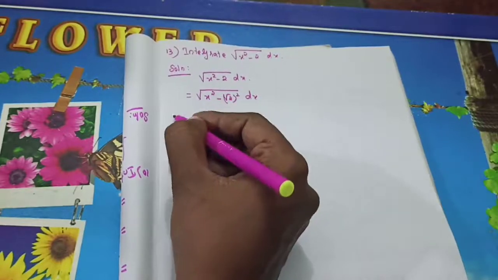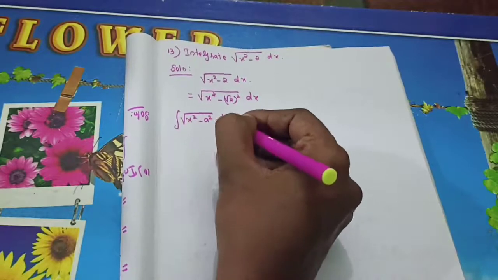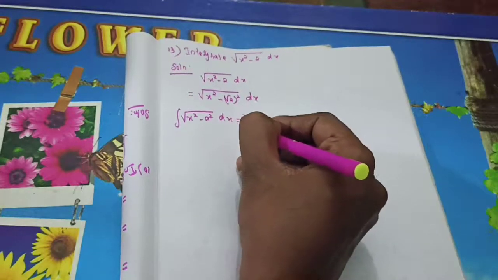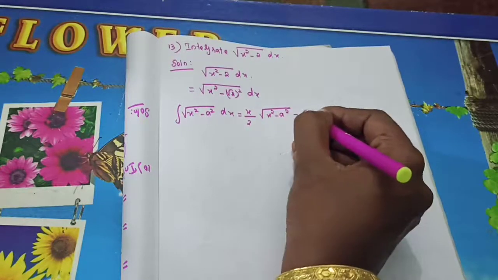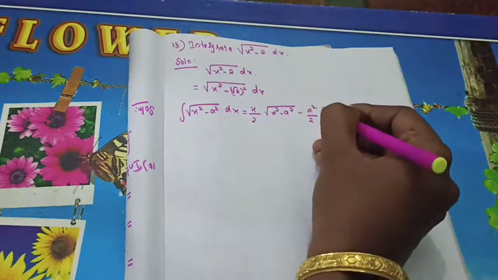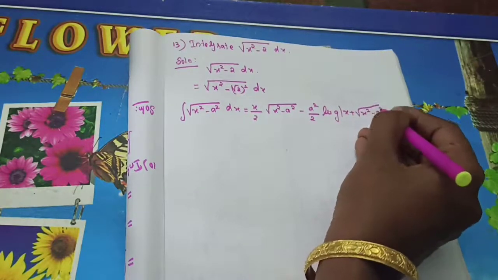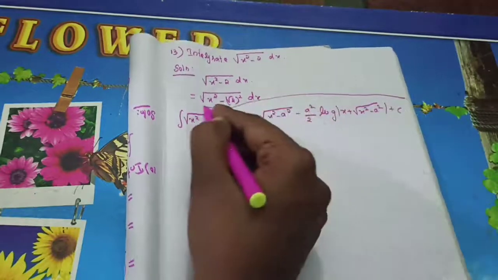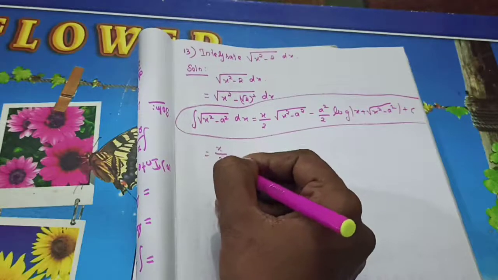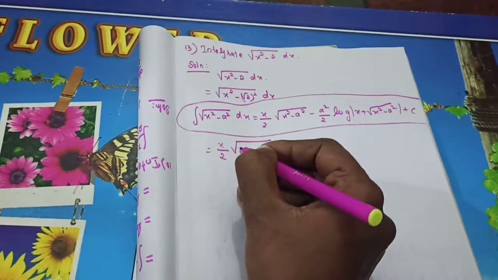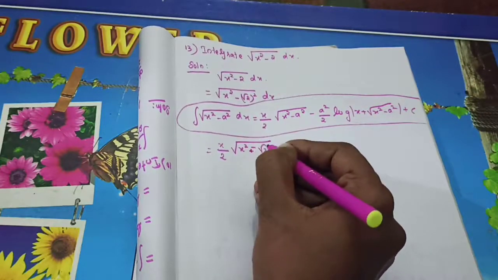Now you will use the formula. What's the formula? Integral of square root of x square minus a square dx is x by 2 square root of x square minus a square, minus a square by 2 log of modulus of x plus square root of x square minus a square, plus c. This is the formula I use here. Equal to x by 2 square root of x square minus square root of 2 the whole square.